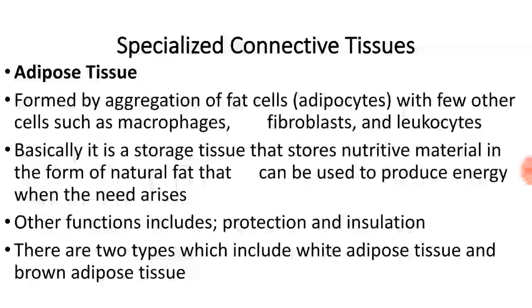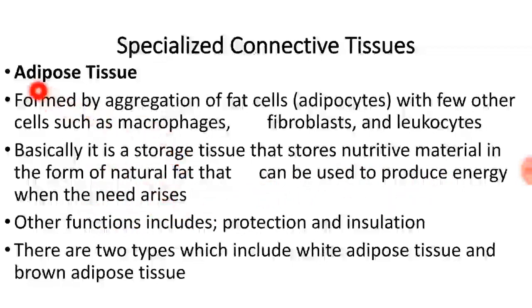First, adipose tissues, formed by aggregation of fatty cells, adipocytes, with a few other cells such as macrophages, fibroblasts, and the leukocytes. Adipocytes are the cells which form adipose tissues, but adipose tissues also contain cells like macrophages, fibroblasts, and the leukocytes. Basically, it is a storage tissue that stores nutritive material in the form of natural fat that can be used to produce energy when needed by the body.